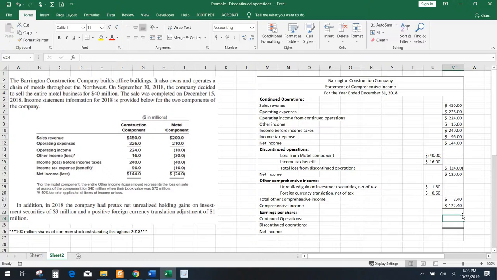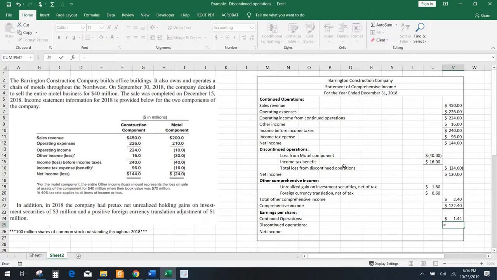So we have continued operations, we made 144 million. We have to divide that by the number of shares, and it says right here we have 100 million shares of common stock outstanding. And since this is given in millions, we can knock off the millions part and just divide by 100. So that 100 represents 100 million because all these numbers are written in millions. And that's 144.